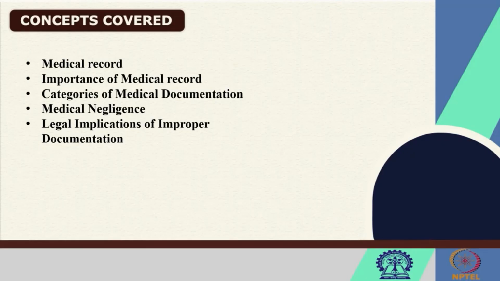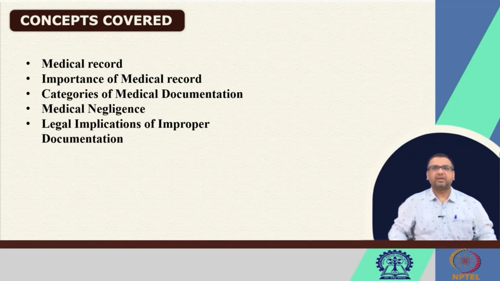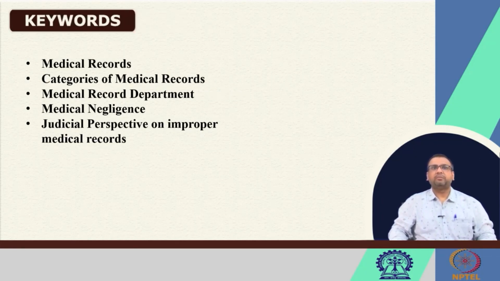Today we will discuss lecture 10, the legal implications of improper documentation. The topics we will cover are the medical record, the importance of medical records, categories of medical documentation, the things necessary in case of medical negligence, and the legal implications of improper documentation. The important keywords include medical records, categories of medical records, medical record department, medical negligence, and judicial perspective on improper medical records documentation.